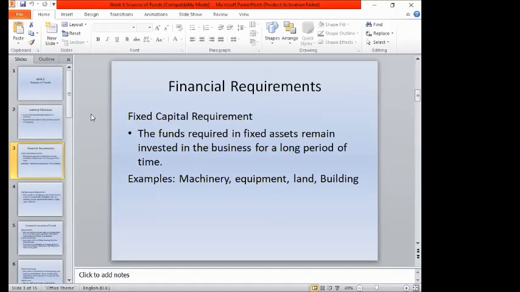Financial requirements are divided into two: the fixed capital requirement and the working capital requirement. So what's the difference between the two? The fixed capital requirement is the investment or financial resources in the form of fixed assets that can be used for a long period of time. Fixed assets are objects that can be used in the operation of the business and have a lifespan. Examples of fixed capital requirements are machinery, equipment, land, and building.